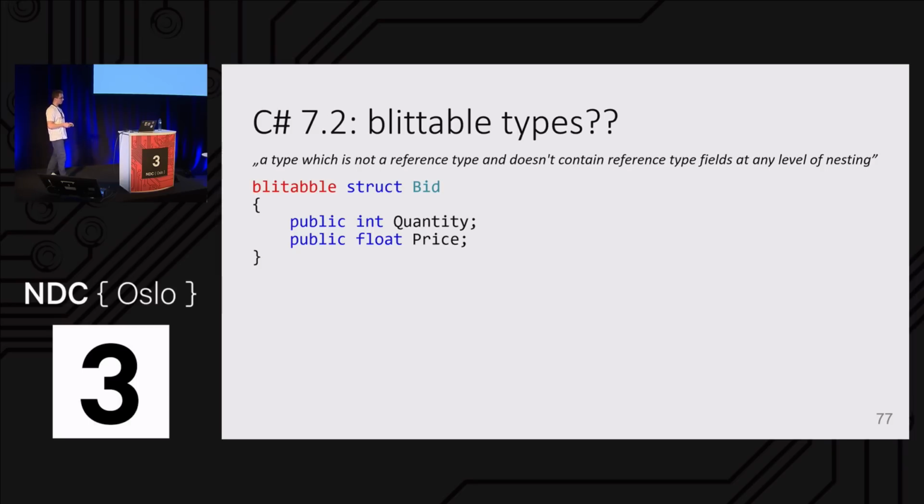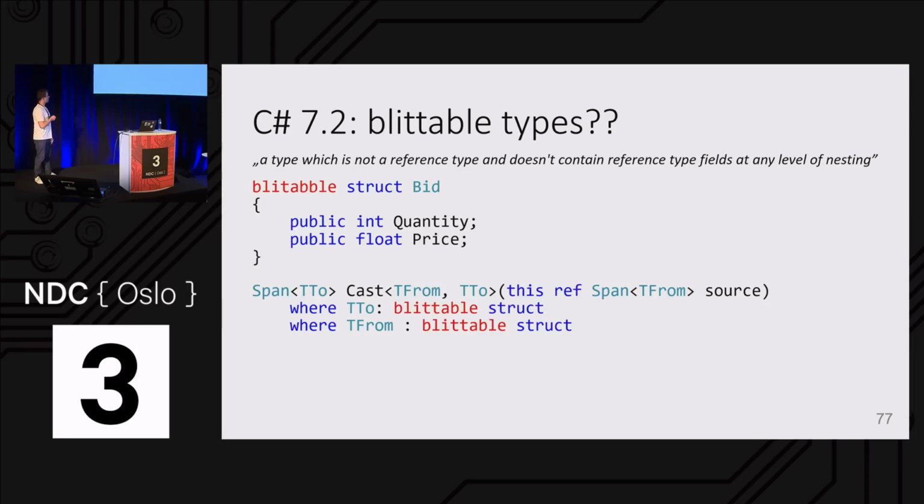As of today, the proposal wasn't merged. There is still ongoing discussion. But what I, as a performance guy, would like to do with this is to extend one of the Span methods and to be able to cast spans of one blittable type to another blittable type.